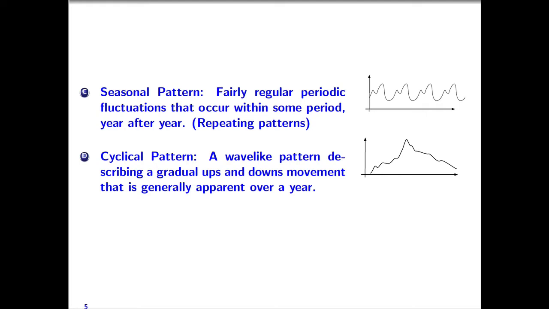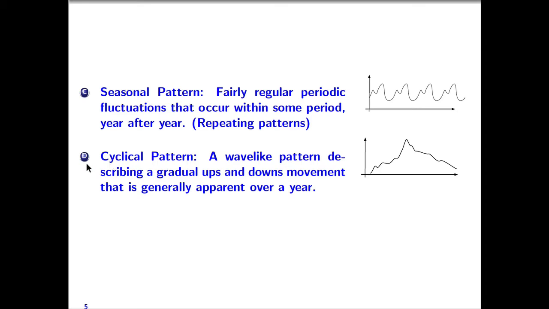The third one on the list is the seasonal pattern or repeating pattern. It's a fairly regular periodic fluctuation that occurs within some period, year after year. And here is the plot for the seasonal pattern, and you have these repeating fluctuations. And in here, here, here, and in here.